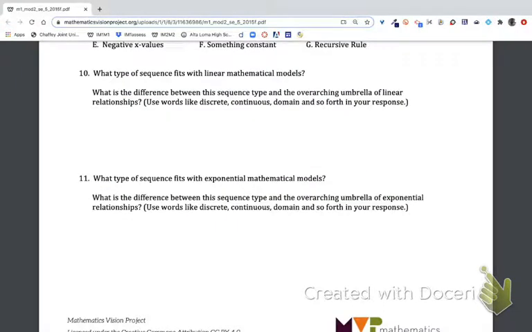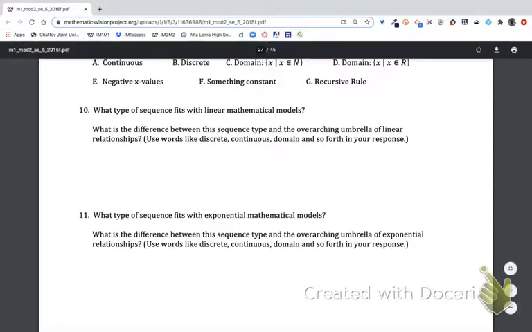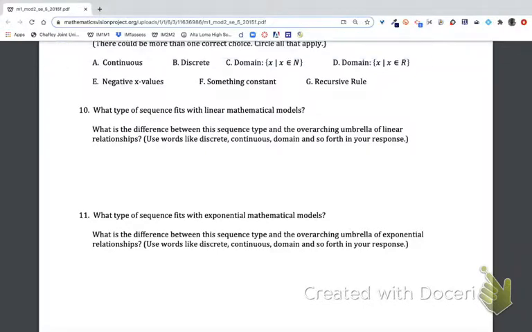For numbers 10 and 11, it's really taking the vocabulary words from above, the stuff up here, A through G, and making sense of it. So what type of sequence fits with linear mathematical models? Something that is going to be adding or subtracting each next step would definitely be a piece to talk about. Something with possibly discrete or continuous relationships. Using that in your favor.